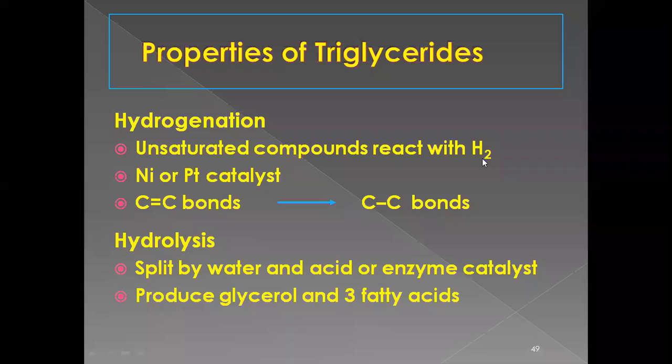An unsaturated compound reacts with H2 in the presence of nickel or platinum as a catalyst. So those triglycerides having unsaturated fatty acids, that means the presence of a carbon-carbon double bond, will be converted into a carbon-carbon single bond. This is the first reaction given by all types of triglycerides. All types means those containing unsaturated fatty acids in their structure.